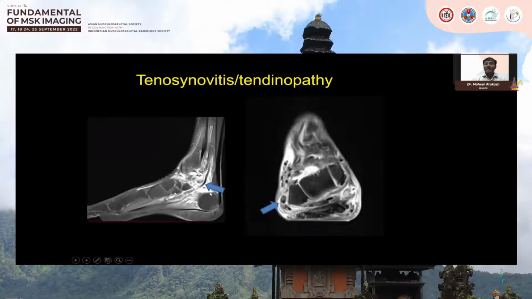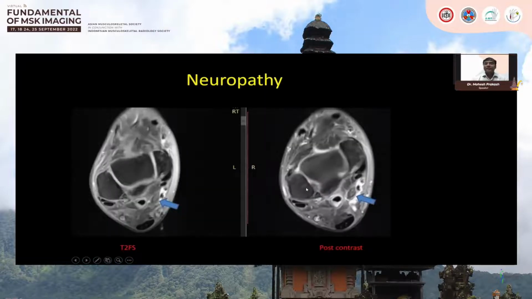Tenosynovitis can be seen as an enhancement of the tendon and sheath with signal changes within the tendon. Neuropathy can be seen as an altered signal within the nerve. So here you can say there is altered signal intensity. They may or may not show the enhancement on post-contrast images.